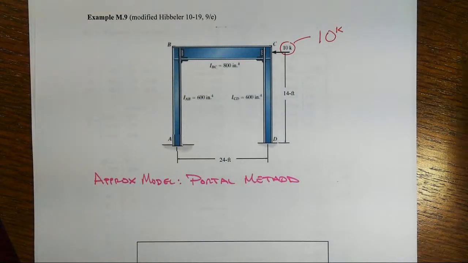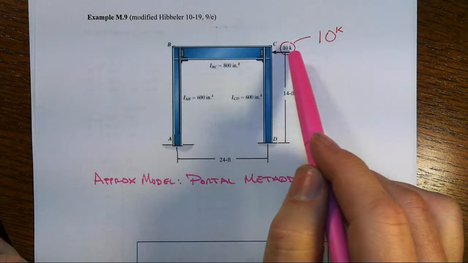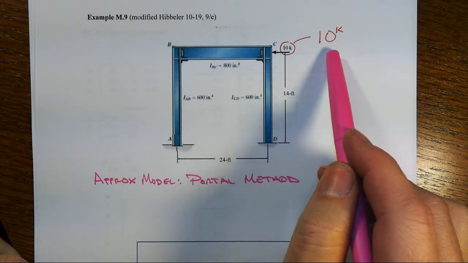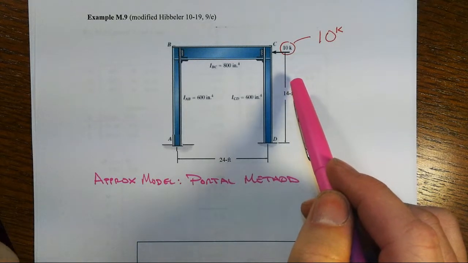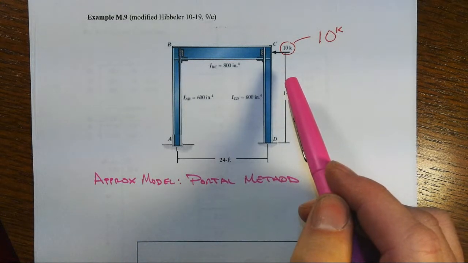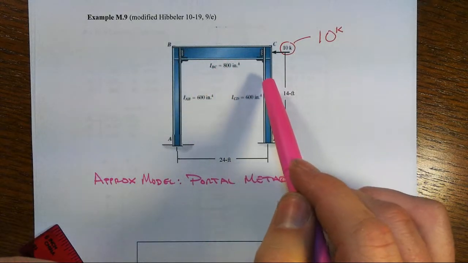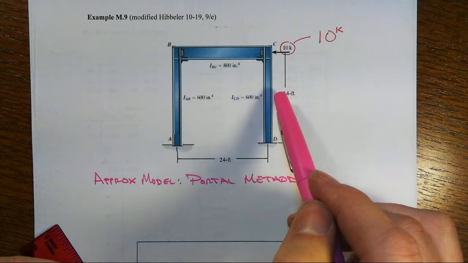Alright, so we've looked at this same portal frame in another example where we had gravity loads. Now we've gotten rid of those and we're only going to look at a lateral load and see what happens. Now we definitely have sway, and we have to figure out with the moment distribution method how you handle sway.